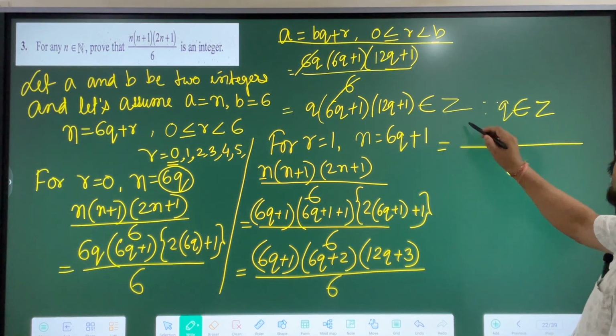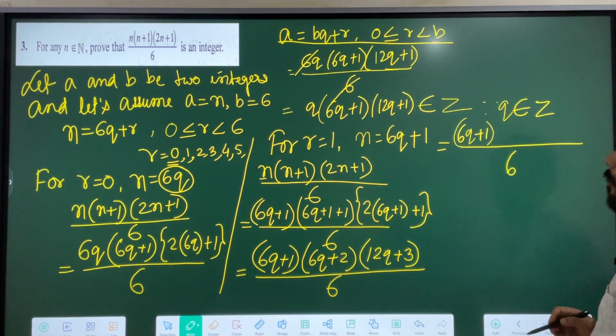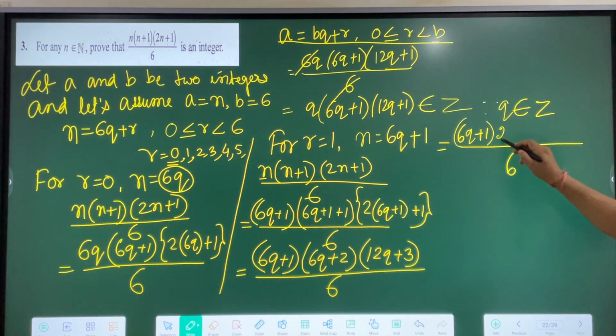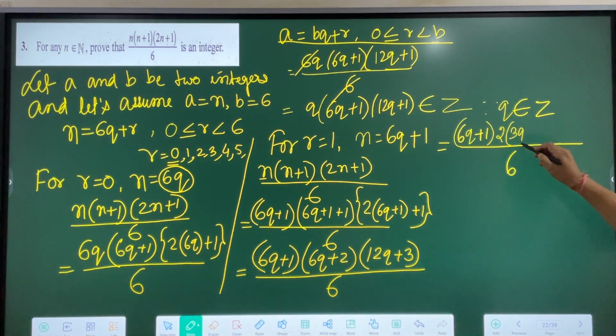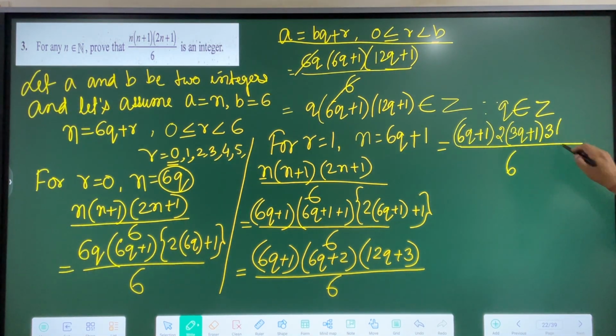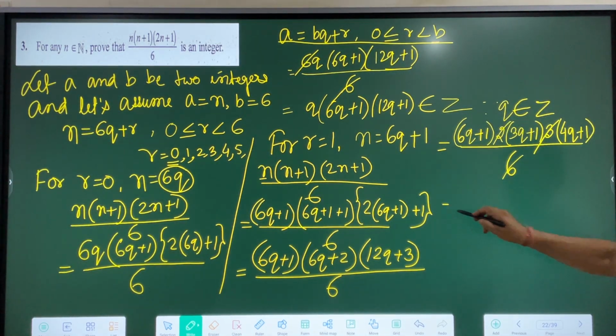6q plus 1, we cannot take anything common from these two terms. But from these two terms, we can take 2 common: 2 into 3q plus 1. I hope you understand. Then 12q plus 3. From here, we can take 3 common: 4q plus 1. 2 times 3 is 6, and the 6 cancels. So, whatever you get, that belongs to Z.